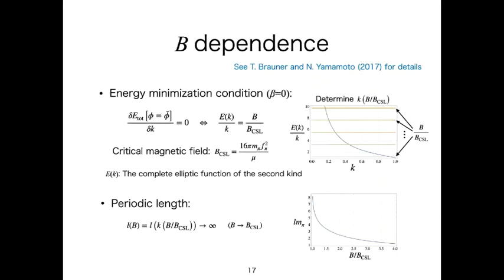Mu is, sorry, mu is the baryon chemical potential. Yes, mu is the baryon chemical potential. And also, I'm sorry about that, B_CSL is the critical magnetic field. The expression of the critical magnetic field is now obtained in terms of the parameters, from some condition of this construction.